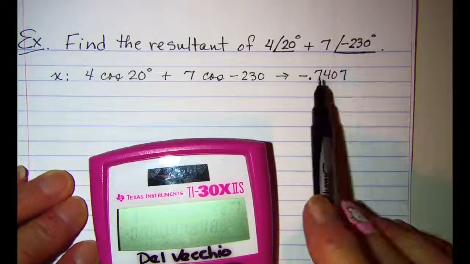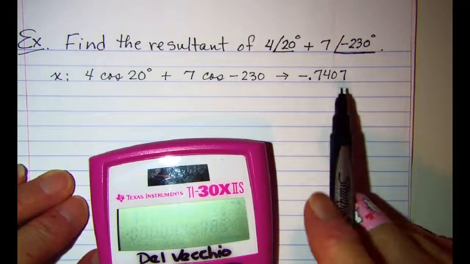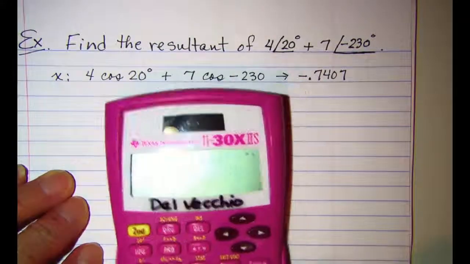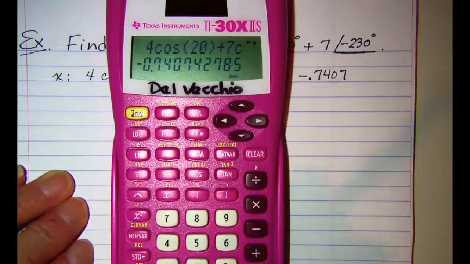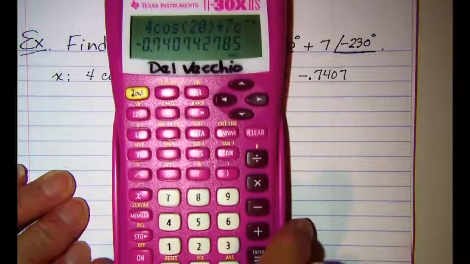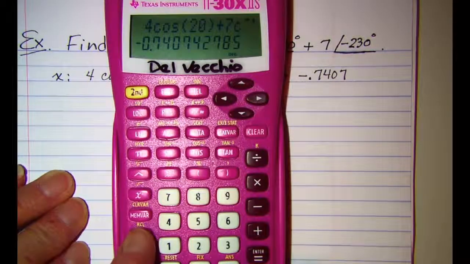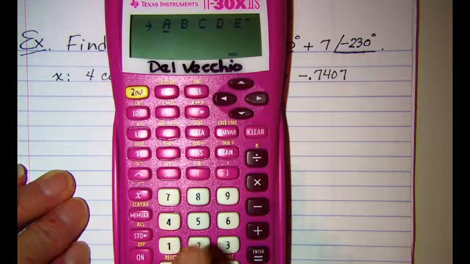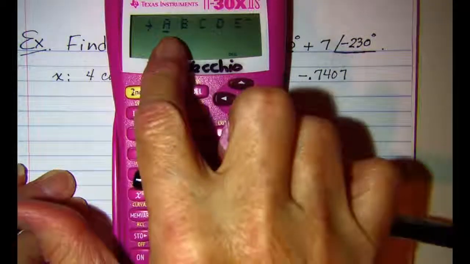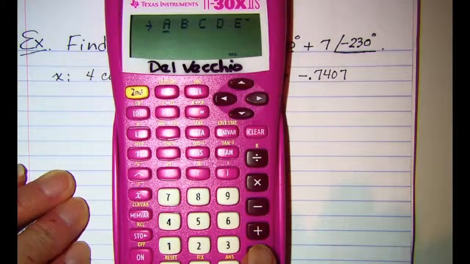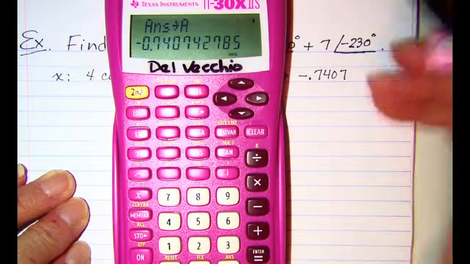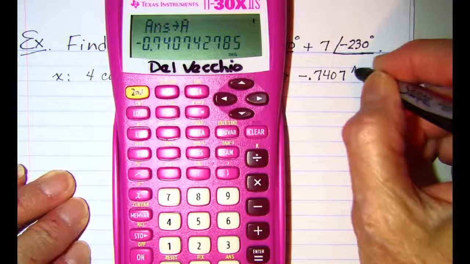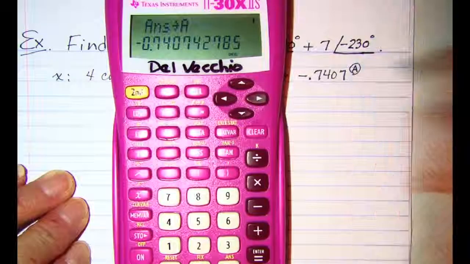Now I'm just going to write the rounded number here, but I'm going to store this value. We do that by hitting store, and then I'll store it in memory A, so I'll press enter. And I'm going to make a note here that I put that value in my A memory.